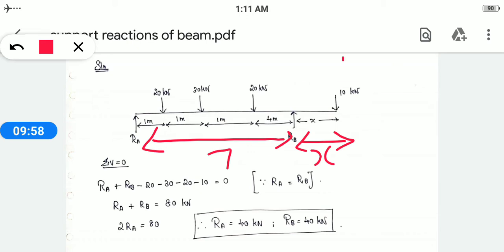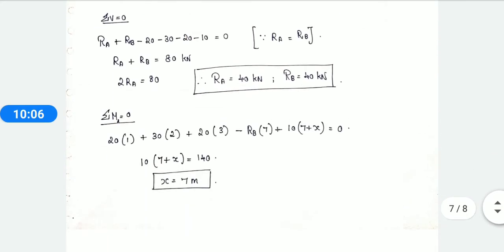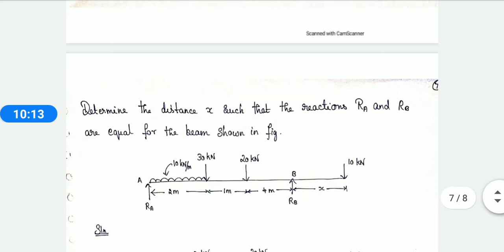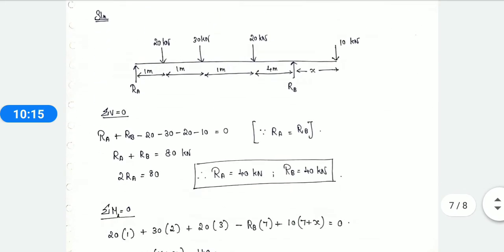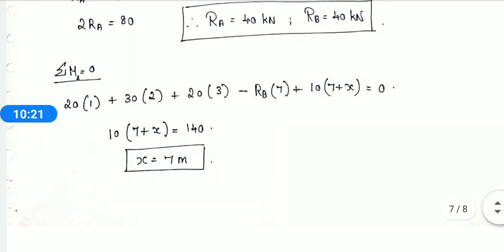This 10 is going to travel along the whole distance, that is 7 plus x. That is what I had mentioned over here. And when you equate that, you can calculate what is our x value. From this, in the question they had asked us to find the reactions, so we had calculated our reactions, and also they had asked us to find the distance, so that parameter is also concluded.